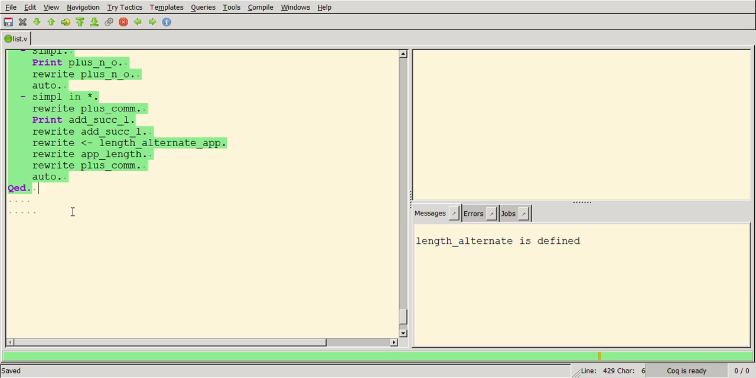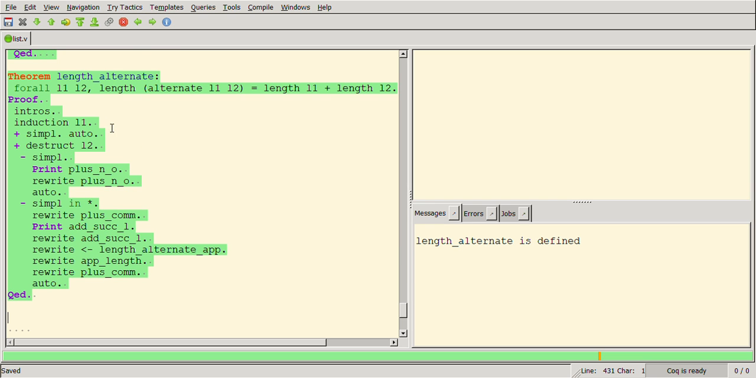Okay, so the proof of this theorem required a number of other lemmas and theorems: plus n o, plus commutative, add successor L, length alternate, append length, and the commutative property, and then at the end we were able to close this theorem.